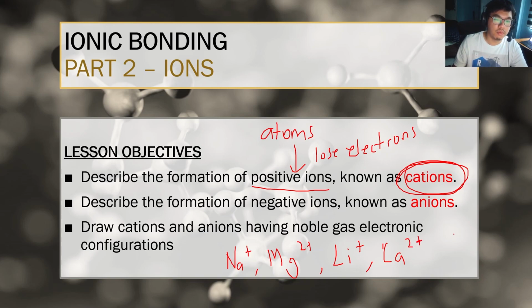Next lesson, we're going to look at the negative ions, how they are formed, and what they are called. So they are called anions.